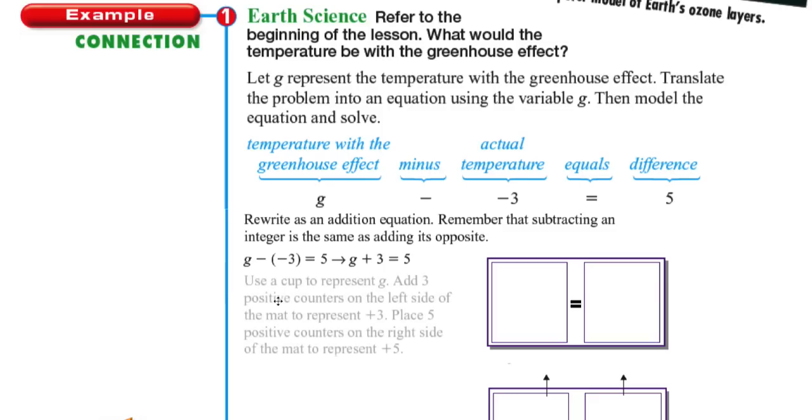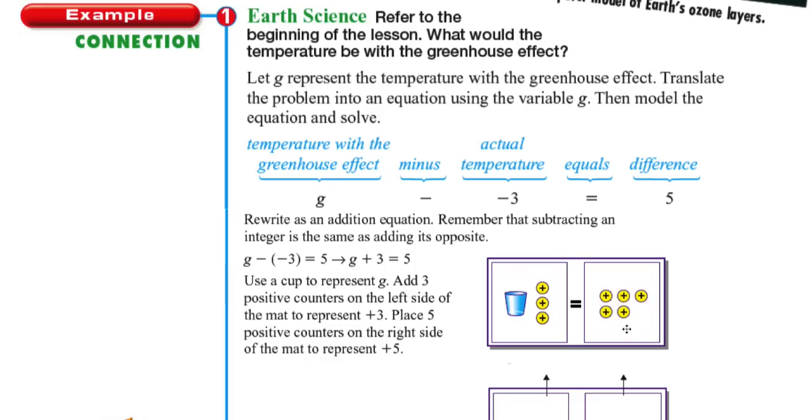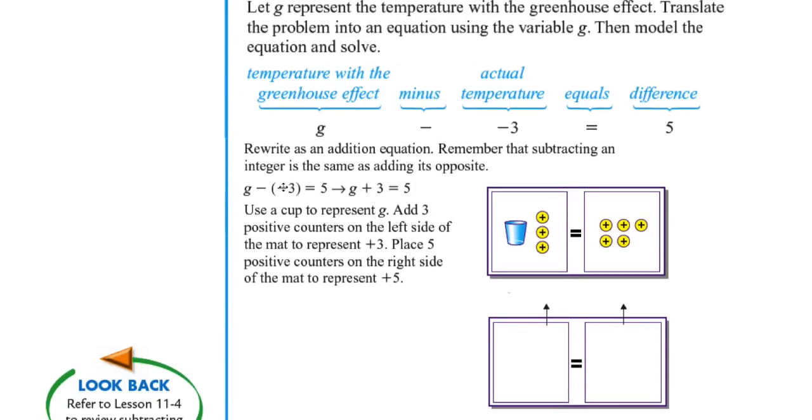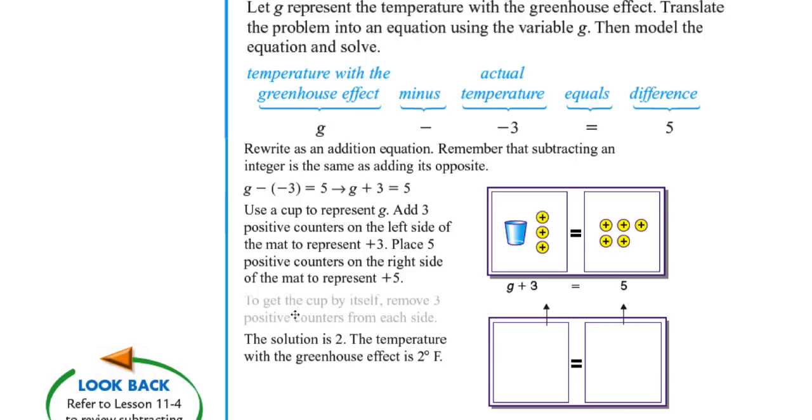Then we use a cup to represent G. Add 3 positive counters on the left side of the mat to represent plus 3. Then place 5 counters on the right side of the mat to represent plus 5. So now we have G plus 3 is equal to 5. We want to isolate our cup. To get the cup by itself, remove 3 positive counters from each side.